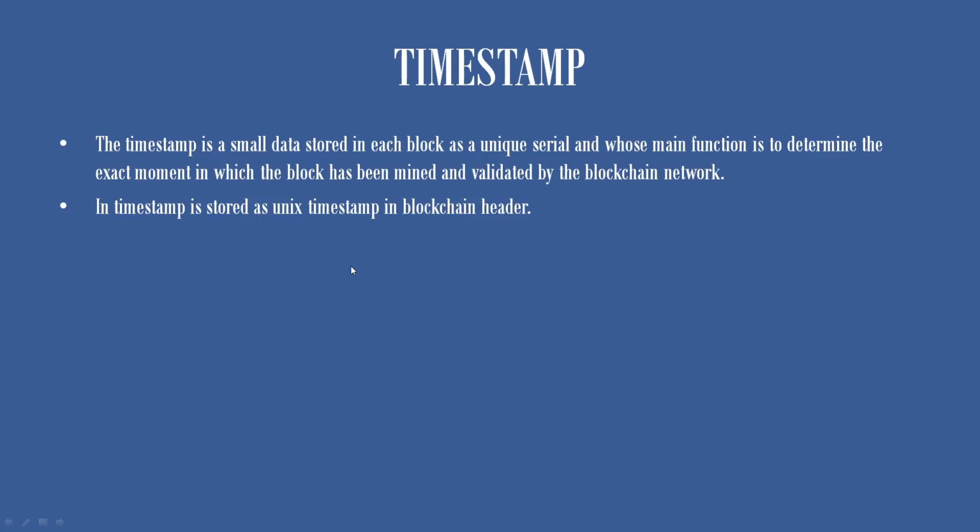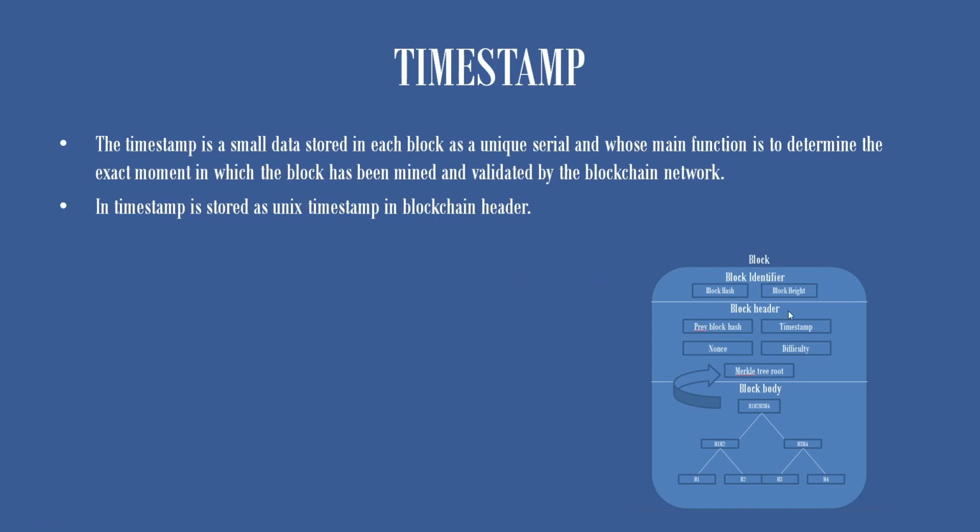Okay, so the next one is timestamp. The timestamp is a small piece of data stored in each block as a unique serial, whose main function is to determine the exact moment in which the block has been mined and validated by the blockchain method. So here you can see that the block header consists of this timestamp, and the timestamp is stored as a unique timestamp in the blockchain header.